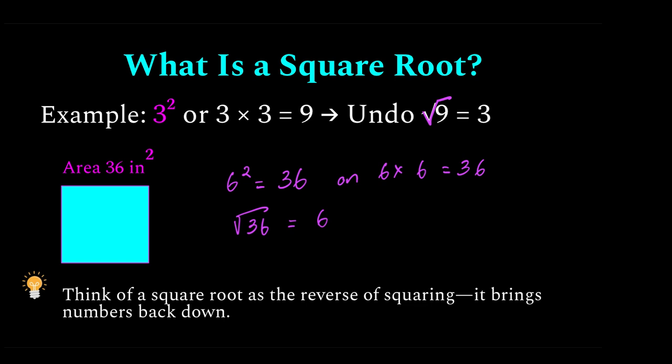So anytime you need to find the square root of a number, think of it as finding the side length of a square with that area. That picture makes it much easier to understand what really is happening. Think of square root as the opposite of squaring. Squaring makes the number bigger. Square rooting brings it back down to the original number.